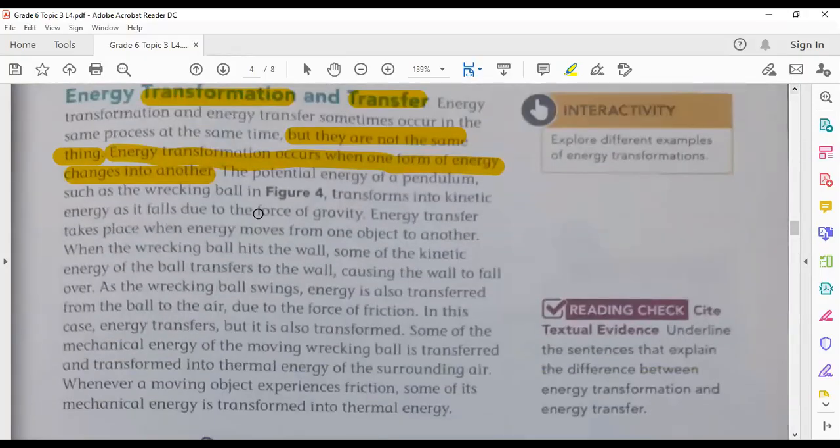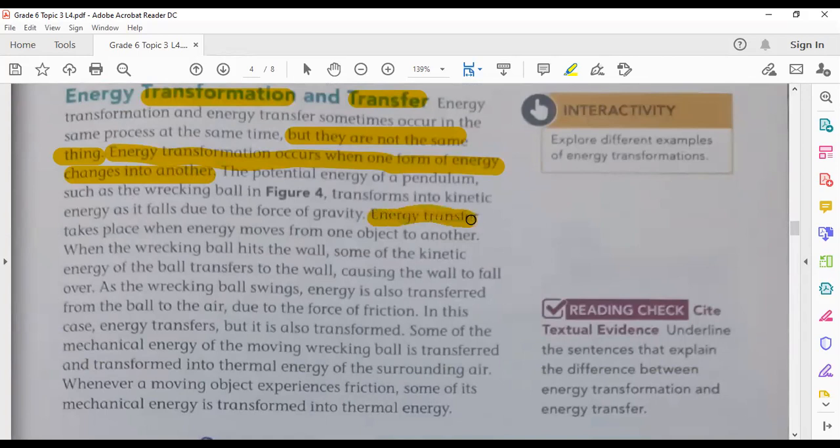Energy can always change from one form to another. This is called energy transformation. Energy transformation occurs when one form of energy changes into another. For example, the potential energy of a body, such as in the figure, transforms into kinetic energy as it falls due to the force of gravity.